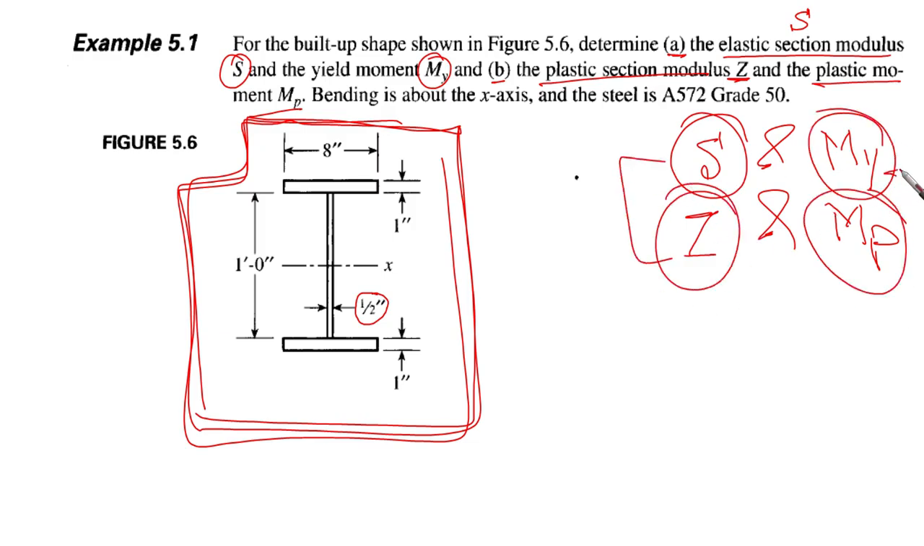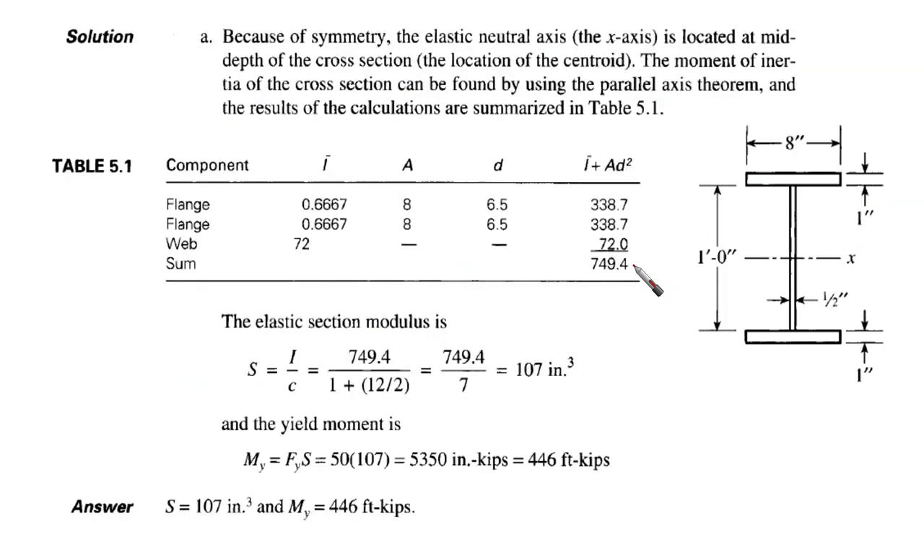And we are going to compare these results against one another at the end to understand how much we're going to benefit from the meaning of plastic section and plastic moment. Okay, first of all, because of symmetry, our section is symmetric. So the elastic neutral axis, the x-axis, is located at mid-depth of the cross section, which is the location of the centroid.